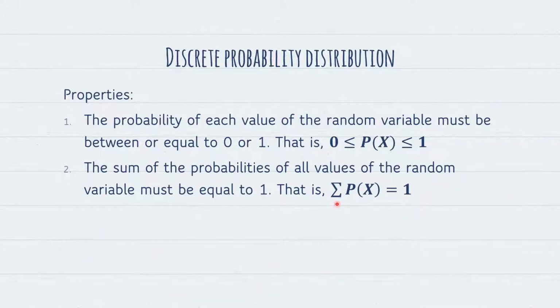So, that is the summation of p of x. Again, the sum of the probabilities of x must be equal to 1. It must be just 1. It cannot be 0.99, 0.98, or 1.02 or 1.01. It must be exactly 1. Okay?